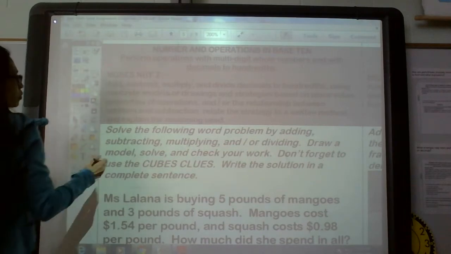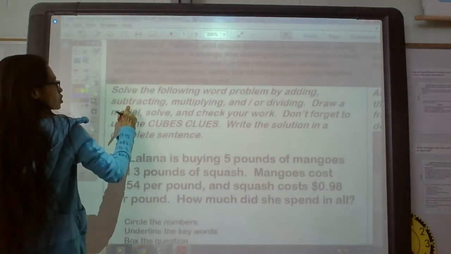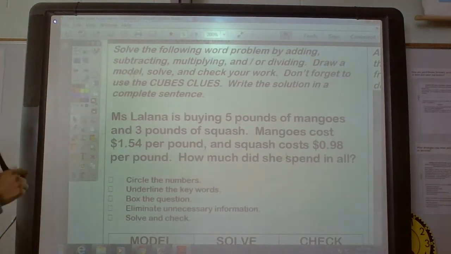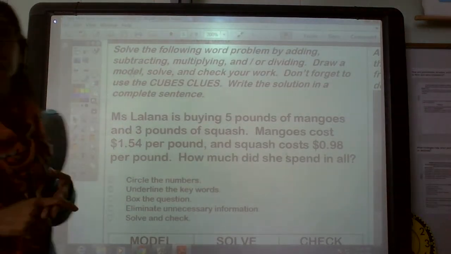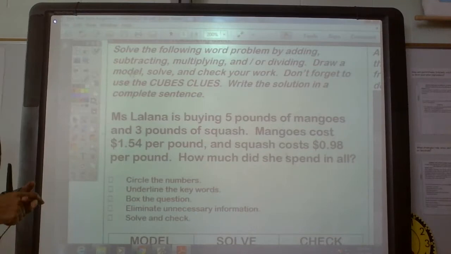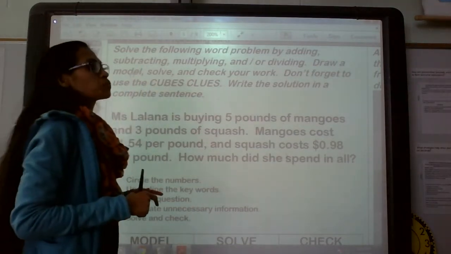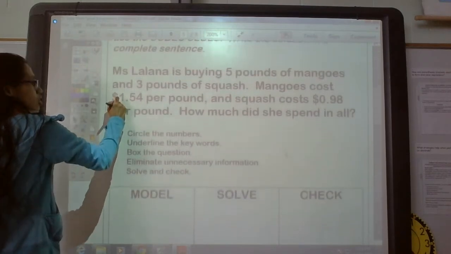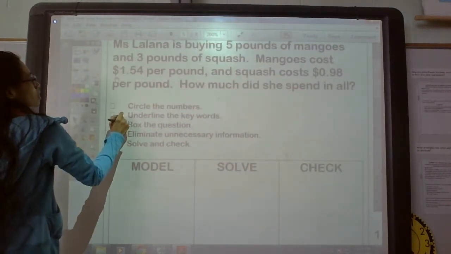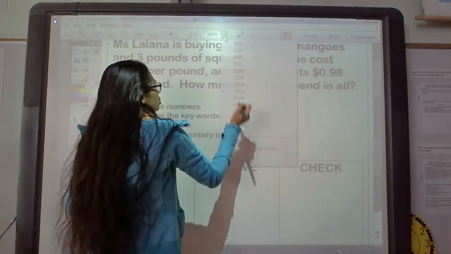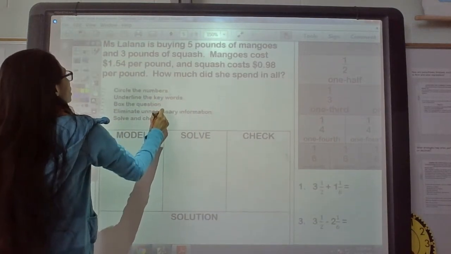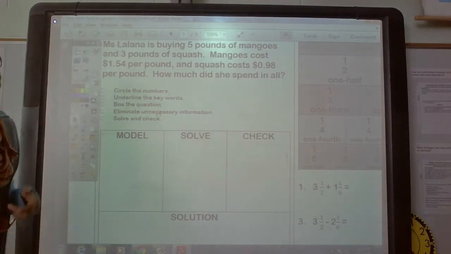It says solve the following word problems by adding, subtracting, multiplying, and or dividing. Draw a model, solve, and check your work. Don't forget to do what? Use the cube's clues and make sure you write your answer, the solution, in a complete sentence. All right, I think I need to make it smaller so it can fit. Does that fit? Can you see that? All right, let's read the problem together.